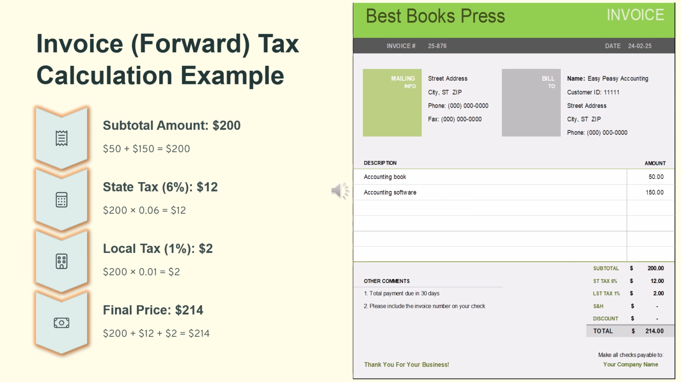Step 4. Calculate total tax and purchase cost. Now add the state tax and local tax. Total tax amount equals $12 plus $2 equals $14. Total amount paid equals $200 plus $14 equals $214. So the final price the customer pays after taxes is $214.